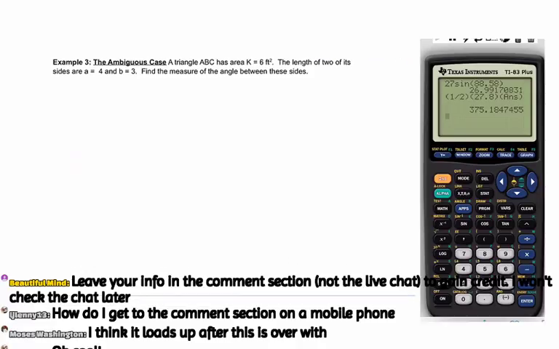It says a triangle ABC has an area of 6 square feet. The length of two of its sides are 4 and 3. Find the measure of the angle between these sides.